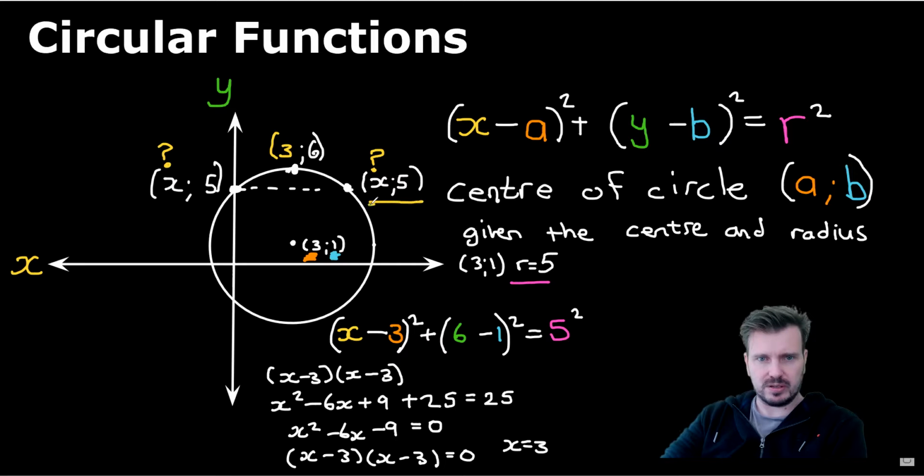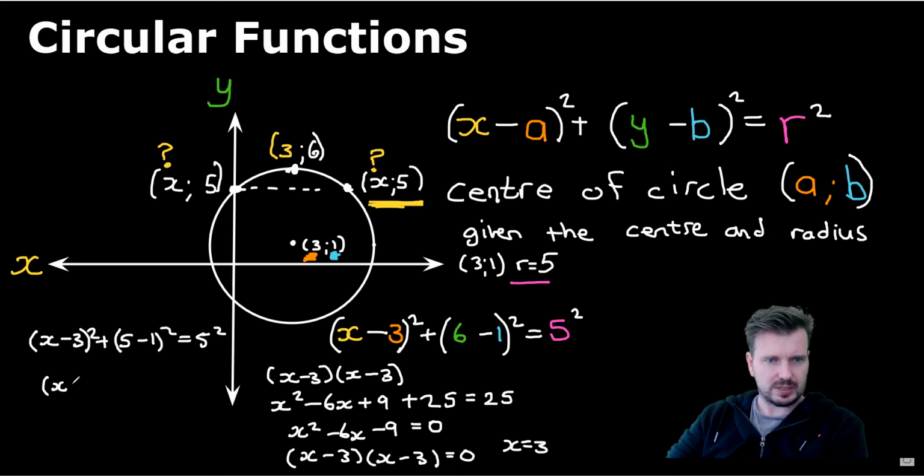So let's say we wanted this one, we're going to take the biggest value for x. Okay, so I'm going to do the same thing, but a bit quicker. Again, the center of the circle hasn't changed. My x is still what I'm looking for. The y now is not 6, but 5. It's 5 squared. And so I get x squared, again, minus 6x plus 9, plus 5 minus 1 is 4, so that'll be plus 16, equals 5 squared, which is 25.